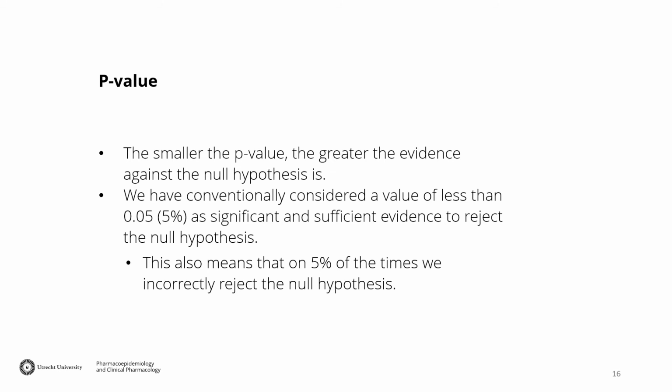This also means that on 5% of the times that we do our hypothesis testing, we incorrectly reject the null hypothesis. So depending on how precise you want it to be, you can have this number higher or lower. But typically with this, if you have a lower value, then you would also need more patients tested to see the difference.